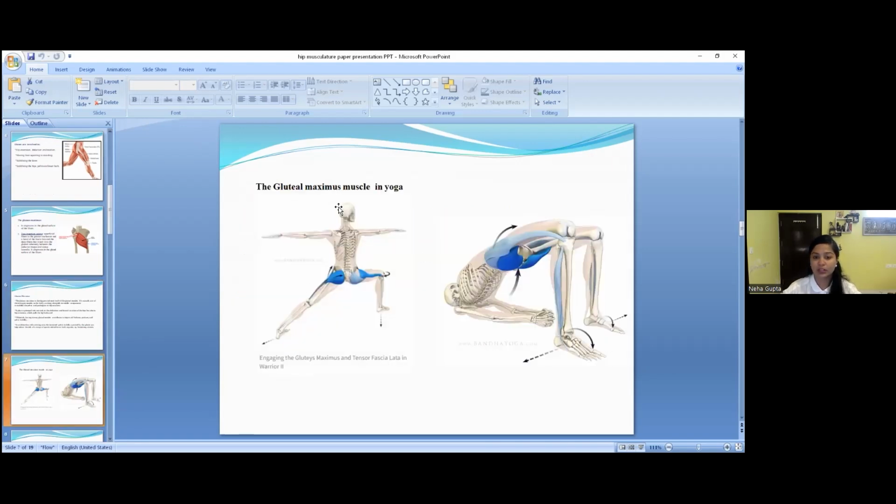We can see this in the picture: gluteus maximus, how in Warrior 3 we activate our gluteus maximus, and then Setubandhasana, how again when we lift our hip up and focus on our tailbone, the gluteus maximus is activated.